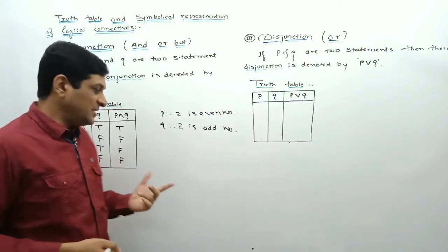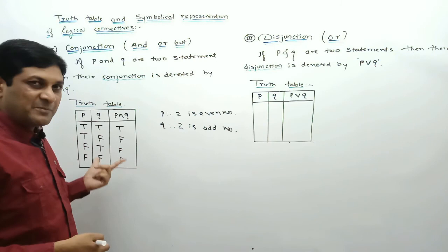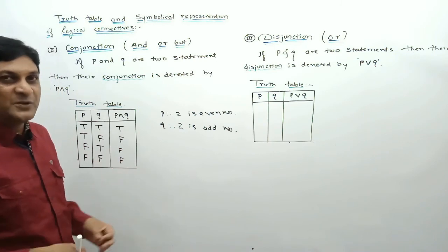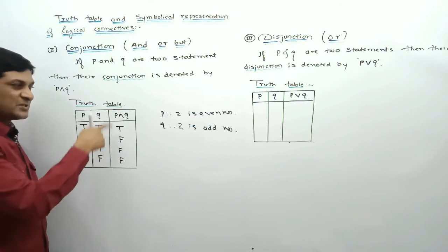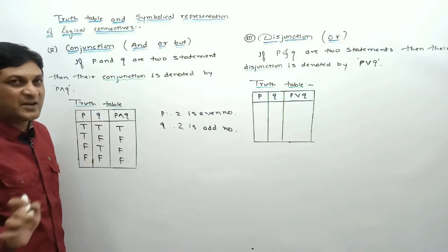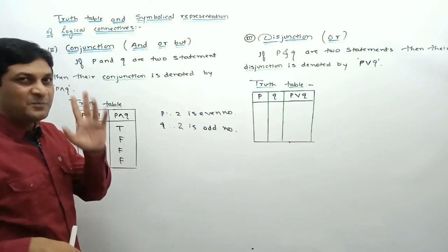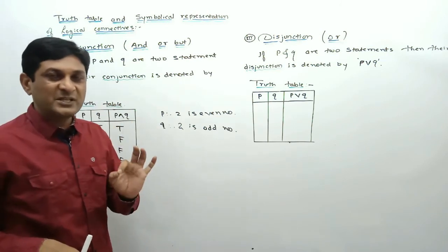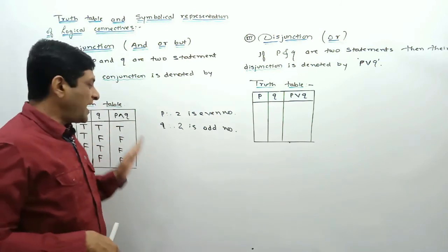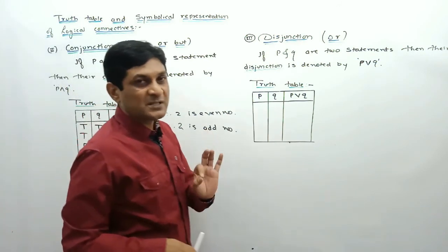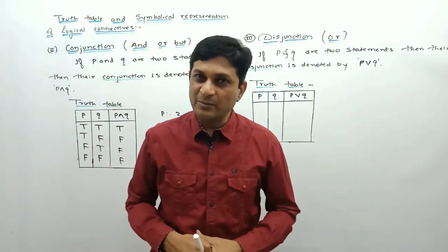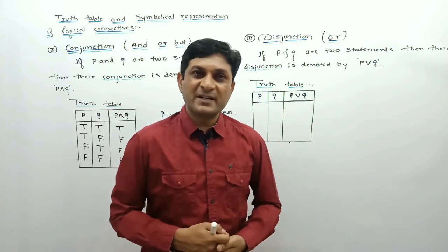So in this way, it is not necessary to give examples for the remaining cases. You just have to remember that if at least one statement is false, the truth value of and will be false. अगर एक भी स्टेटमेंट एंड में एक भी स्टेटमेंट फॉल्स अगर है तो एंड की ट्रूथ वैल्यू क्या होंगी? फॉल्स होंगी. At least one statement is false, at that time the truth value of and will be what? False.